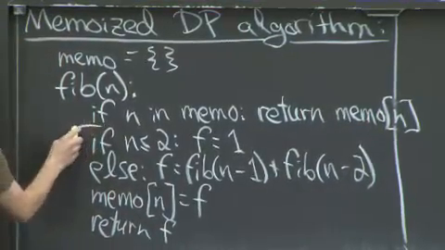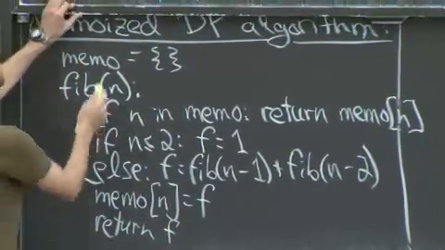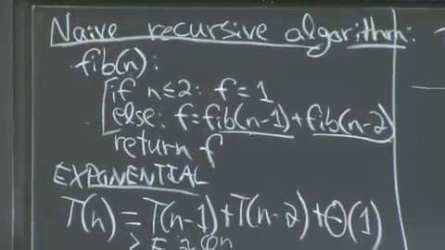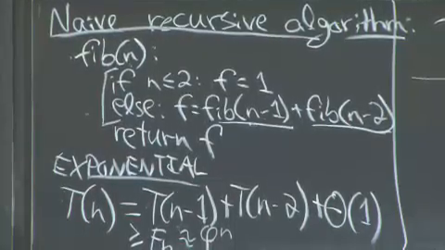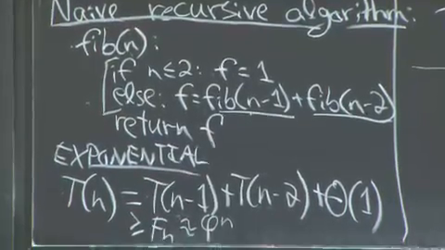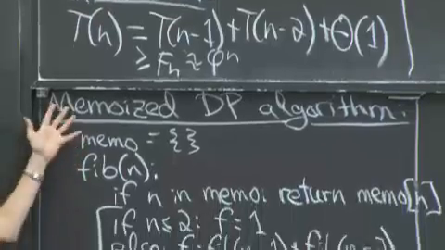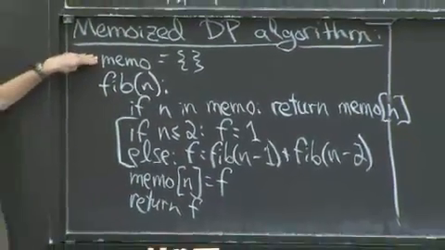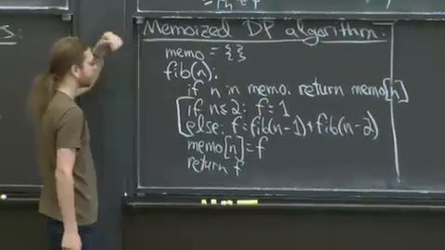OK, these two lines are identical to these two lines. So you can see how the transformation works in general. You can do this with any recursive algorithm. The memoization transformation on that algorithm is: we initially make an empty dictionary called memo.